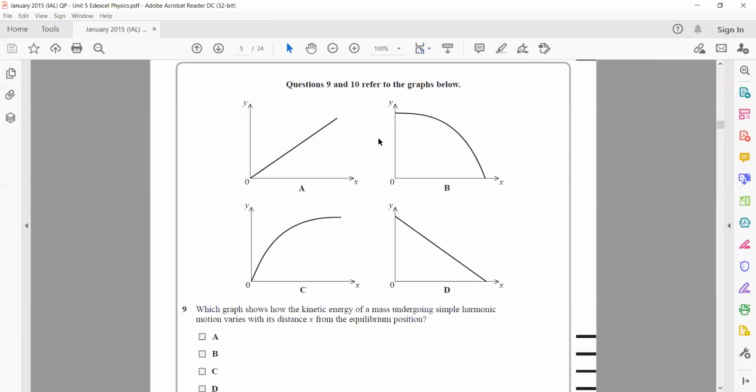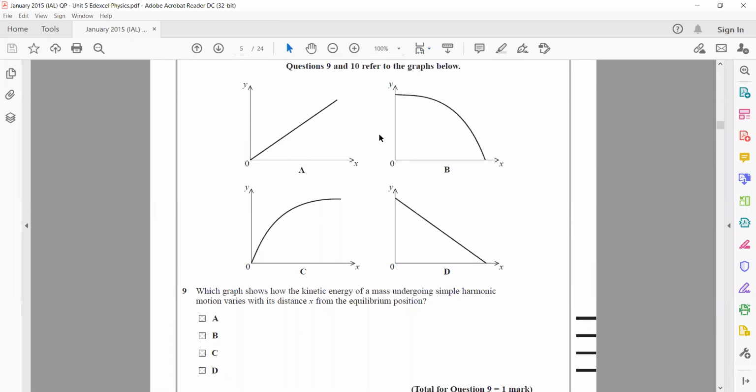Question 9 and 10 refer to the graph. Which graph shows how the kinetic energy of a mass undergoing simple harmonic motion varies with distance x? It is maximum when the object is at the mean position, and it decreases, but not as a linear change. Of the decreasing cases, either B or D, but it's a non-linear change. That's why B is the answer, the graph for kinetic energy, because at the mean position the object will have a maximum speed or higher kinetic energy, and at the extreme position it will have a smaller speed, lower kinetic energy.